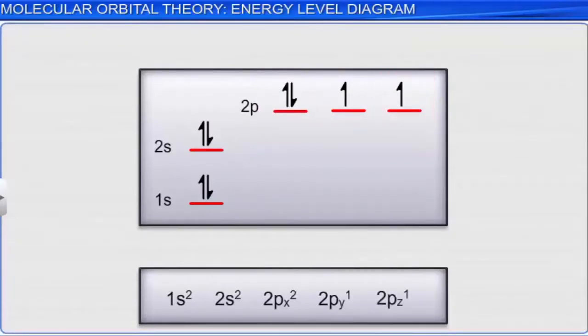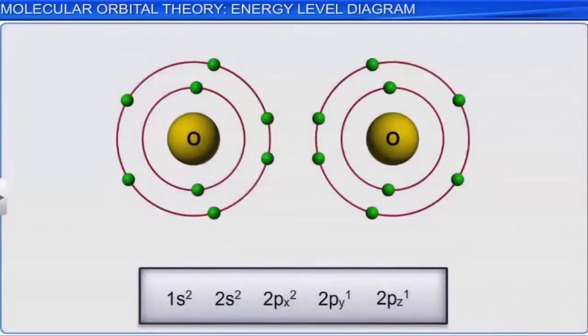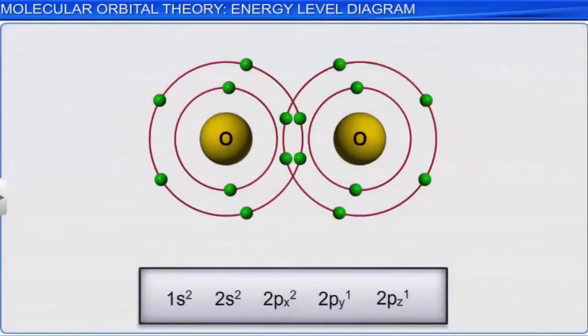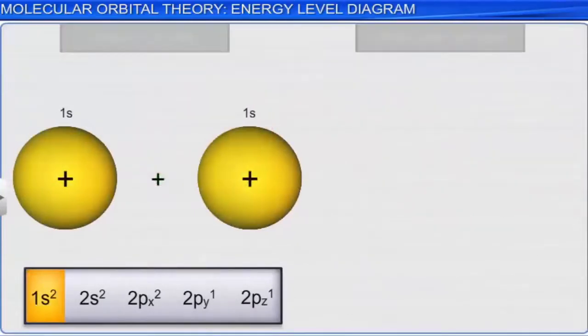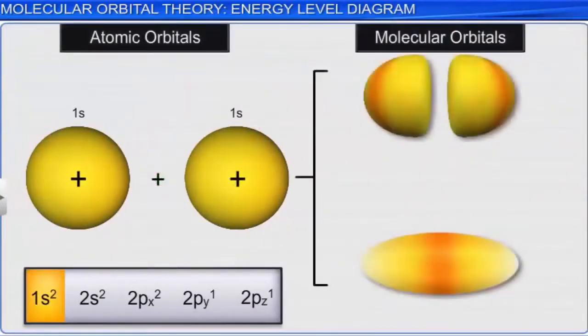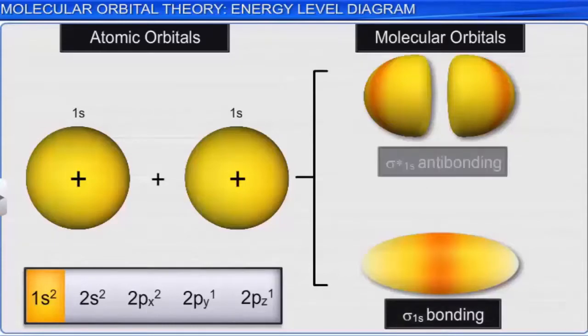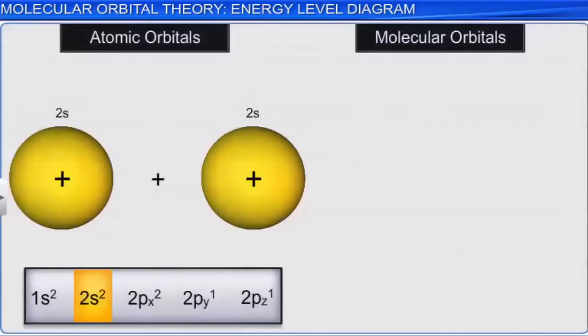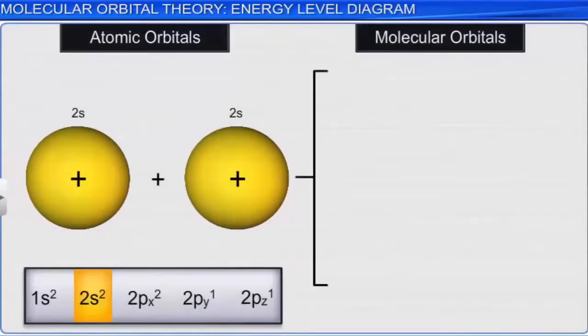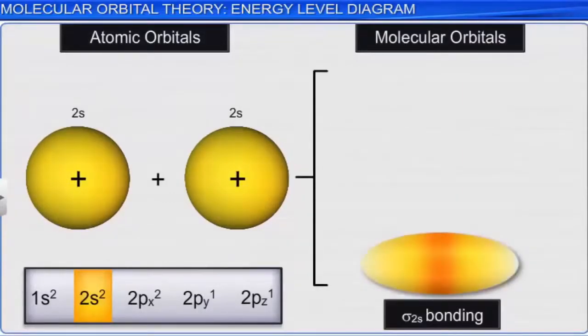When 2 oxygen atoms come together, their 1s2 atomic orbitals combine to form 2 molecular orbitals. Their electrons are concentrated along the bond axis. Hence, they are called sigma 1s bonding and sigma star 1s antibonding molecular orbitals. The two 2s orbitals combine to form sigma 2s bonding and sigma star 2s antibonding molecular orbitals.